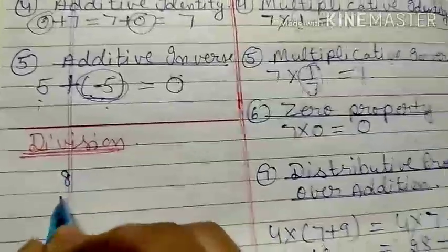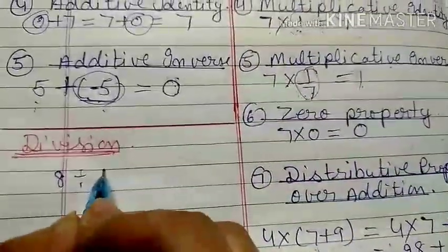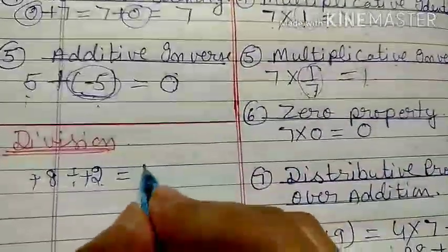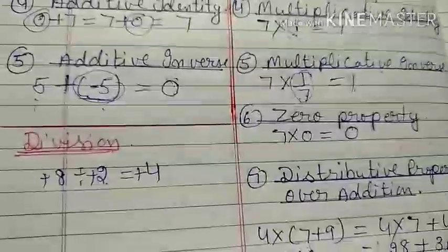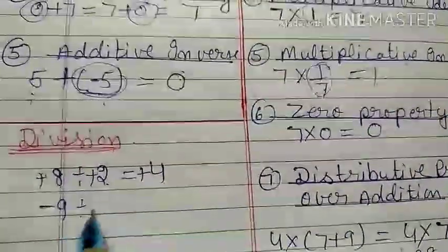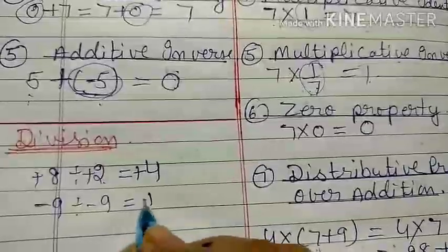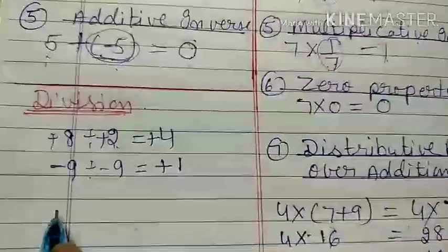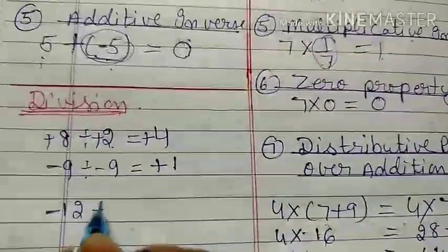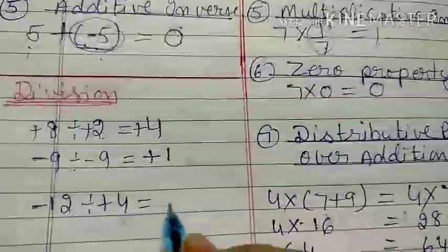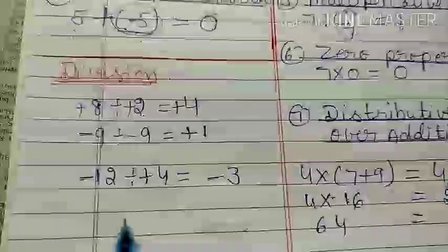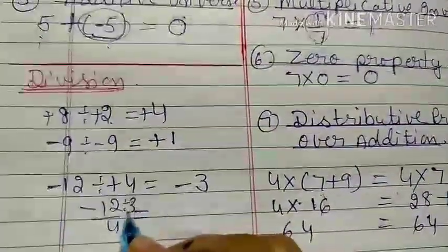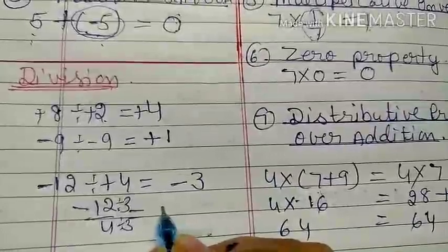Suppose I have to divide 8 by 2, positive 8 with positive 2, that gives me positive 4. But if I divide minus 9 by minus 9, that gives me positive 1. But if I divide with opposite signs, numerator and denominator, minus 12 divided by plus 4, that gives me minus 3.